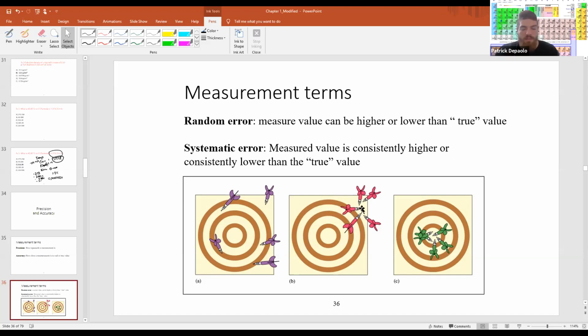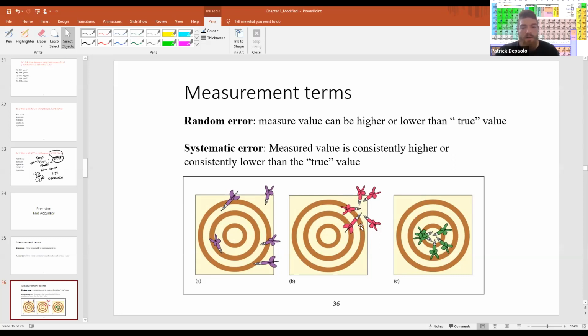Let's say you have B. This just means you're off. You're pretty good at darts, but you're making the same mistake over and over again. Maybe you're pulling your arm more to the right, or whatever. There's a little bit of angle off there. This measurement, if you're aiming for the bullseye, is precise because they're all near each other, but it's not accurate near your goal. This is what we call a systematic error.